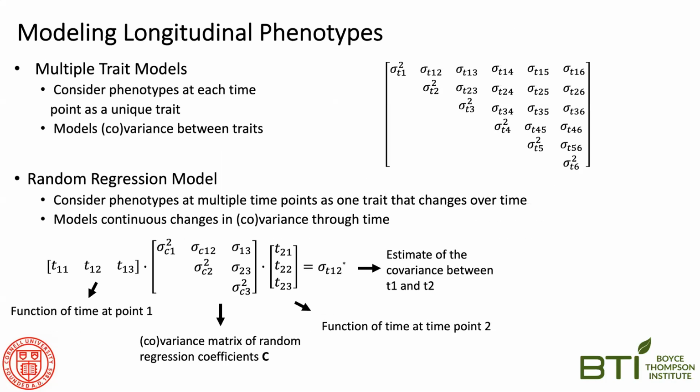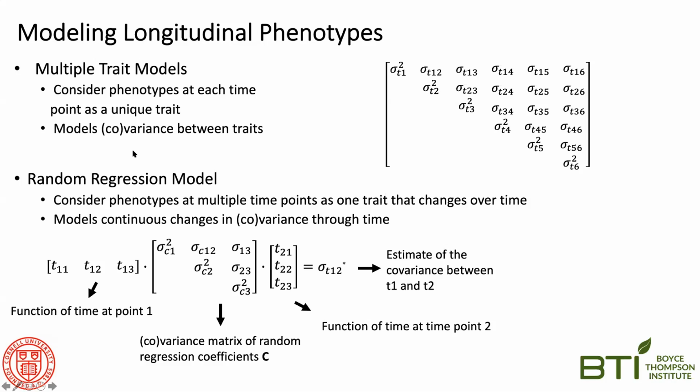So in terms of modeling longitudinal phenotypes, this by no means is all inclusive, but more from a statistical background. There are a couple of approaches that are available. So one is more of a multi-trait type of approach, right? Where you would consider phenotypes being collected throughout the growing season as sort of distinct traits. And with this, you can use a covariance matrix to model the covariance between traits being collected at different time points.